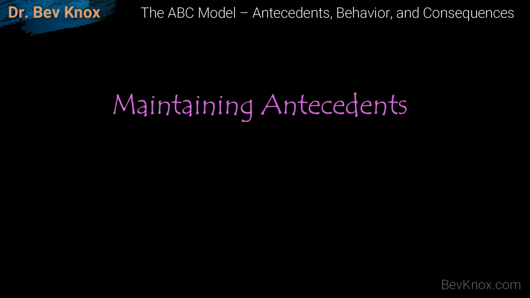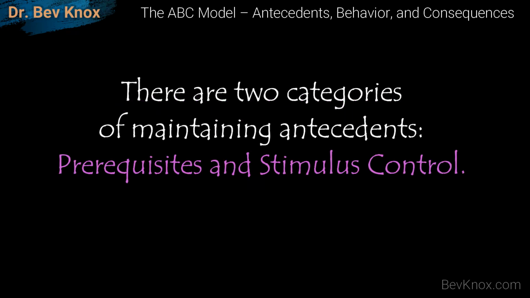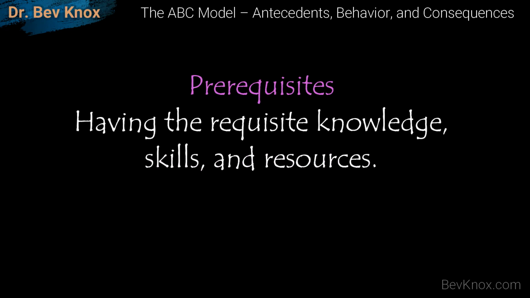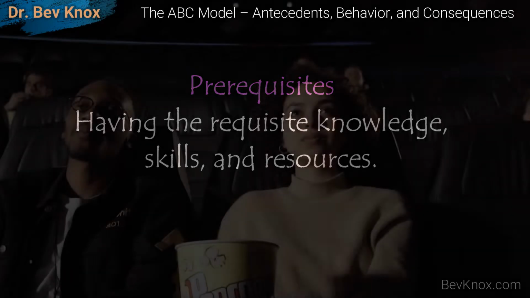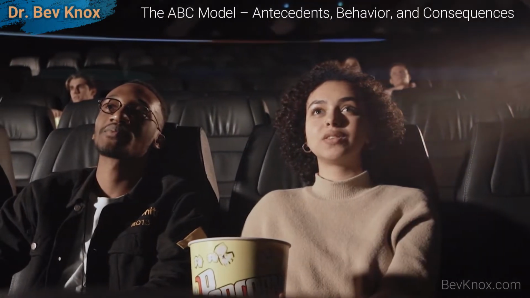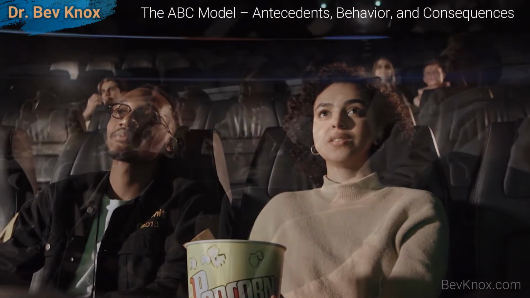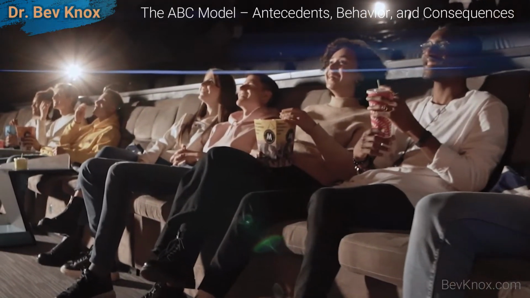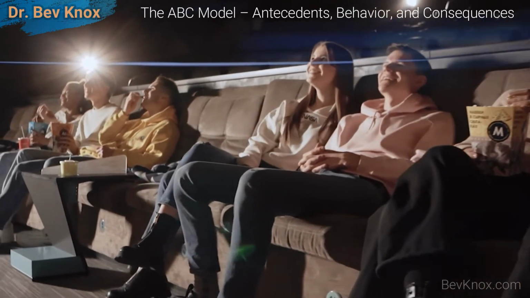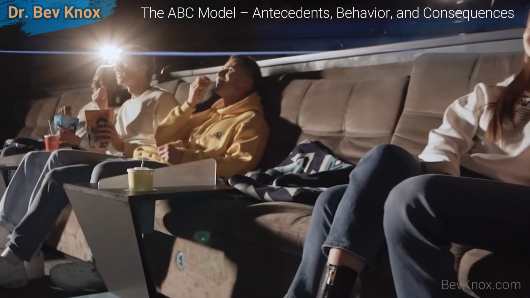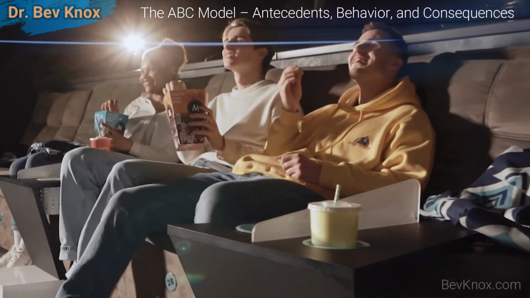Let's talk about maintaining antecedents. There are two categories of maintaining antecedents. They are prerequisites and stimulus control, and both can occur naturally or can be introduced intentionally to change a behavior. To engage in a behavior, you must have the requisite knowledge, skills, and resources. For example, going to the movies requires knowing where the theater is located and what time the movie starts, being able to get to the theater, and having enough money to pay for a ticket. If these prerequisites seem trivial, consider whether you could go to a movie without them.